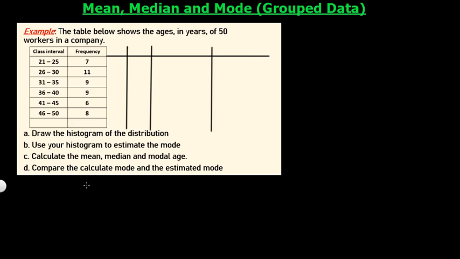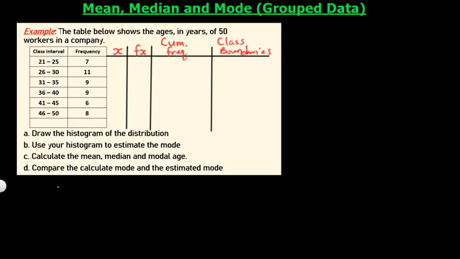Now, let's move ahead. Let's quickly label all this so that it can be easier for us. This one, score, that is the mid value, x. We need this one as fx. We need this one as cumulative frequency. And we need this one as class boundaries.